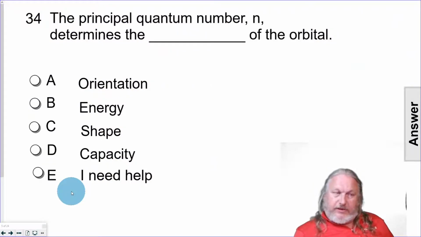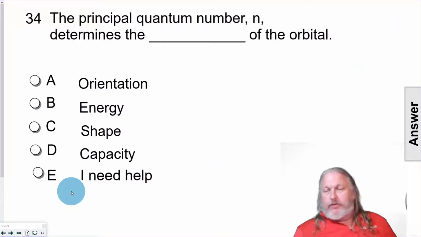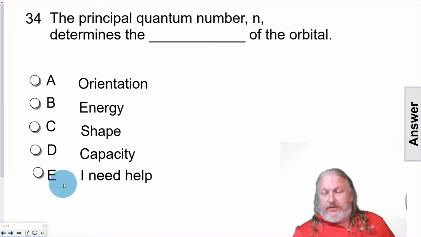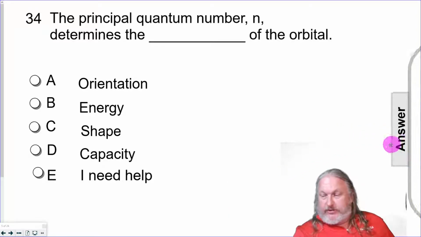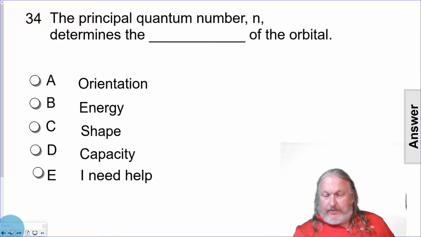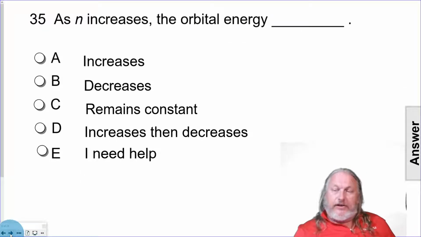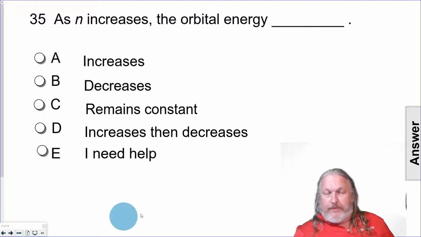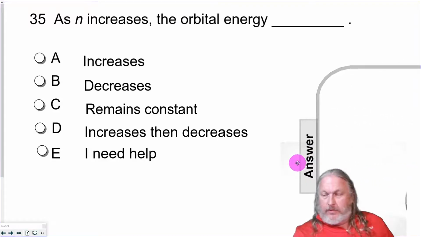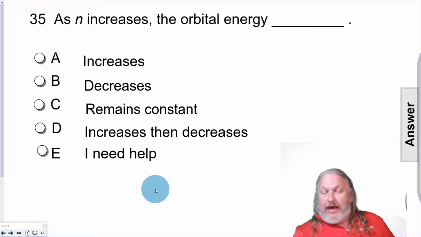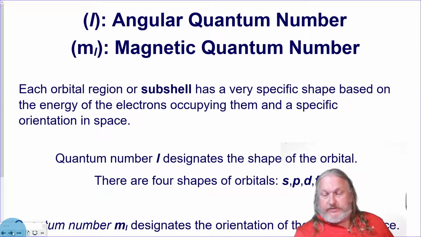So let's take a little check. The principal quantum number n determines the energy of the orbital. As n increases, the orbital energy, what do you think? Take a pause and we'll see. And of course that's A. It'll increase. As the shell increases, the orbital energy also increases.